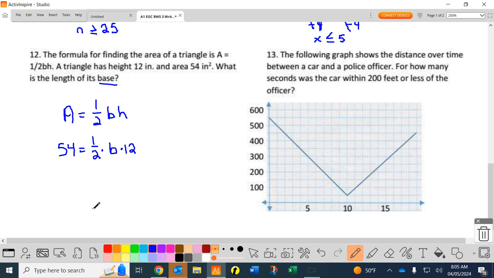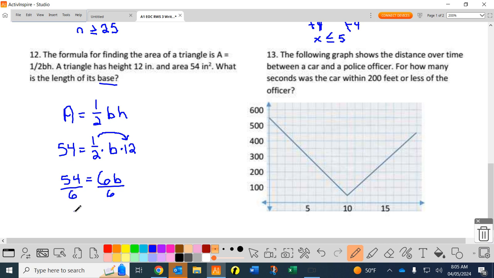So, guys, we're going to solve this problem for our unknown variable. To do that, the first thing I'm going to do is take half of the base, multiply these two numbers. When I do that, that's going to bring down 54 equals half of 12 is going to put us at 6b. This is a one-step multiplication problem, so we are going to divide both sides by 6. And that means that 54 divided by 6 puts us at 9 equals b.